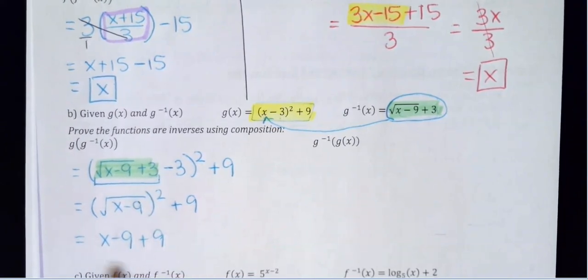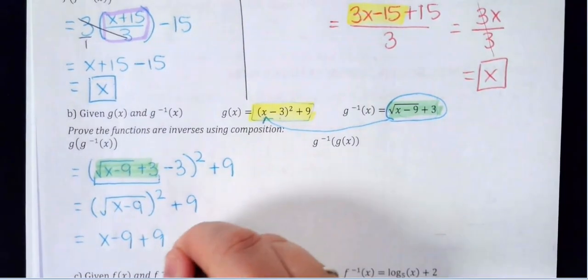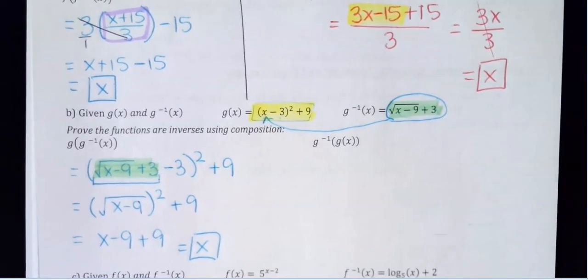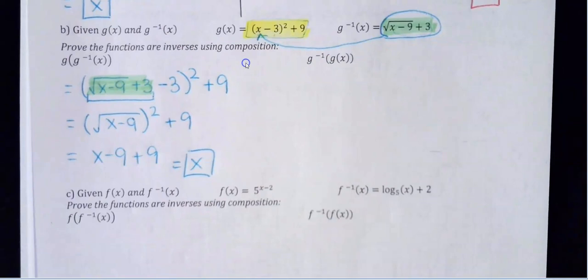Okay, now this is what we want, because then we get this negative 9, positive 9, those cancel each other out, and we're just left with x, which is what we were trying to show, that if we put the inverse into the original function, it will just simplify to be x. That's an indication that they're inverses, but you have to prove it both ways.